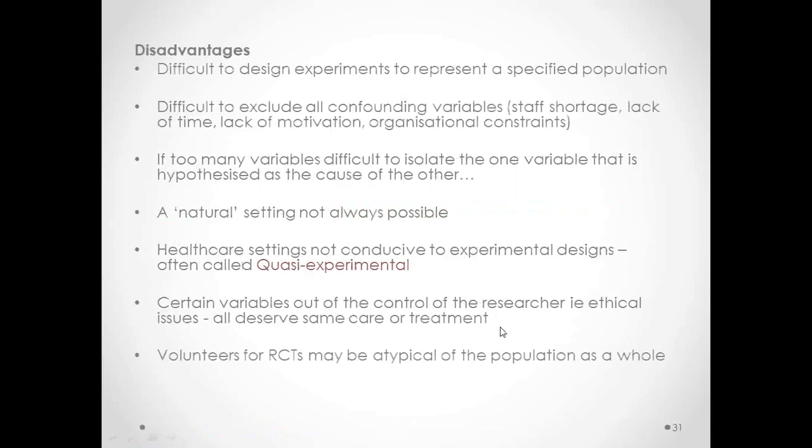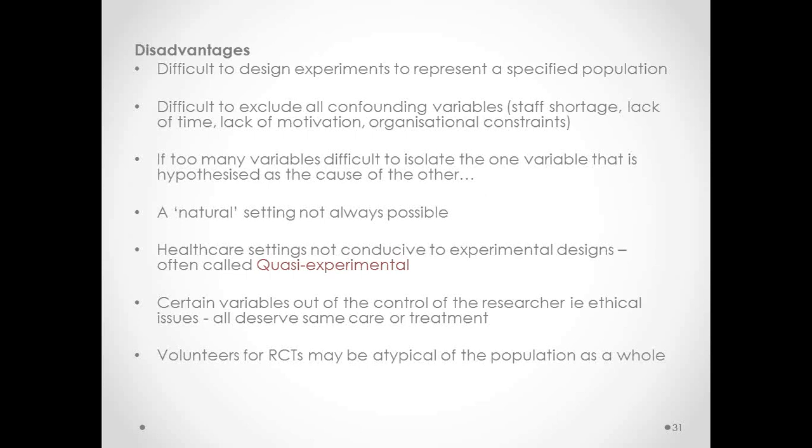The disadvantages, of course, with a randomized controlled trial is it's really difficult to design an experiment that is representative of the whole specific population. So if I was trying to sample nurses, for example, how could I possibly get a sample that was representative of all nurses? It's difficult to exclude all confounding variables.